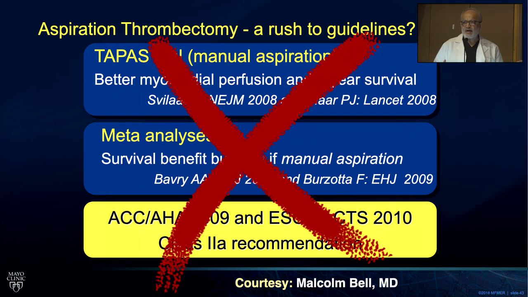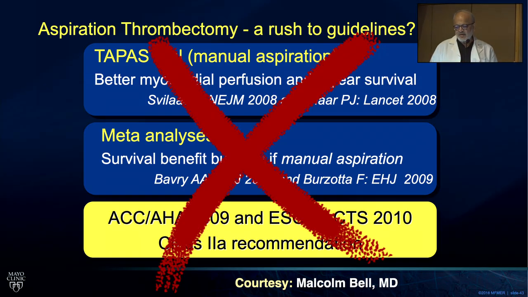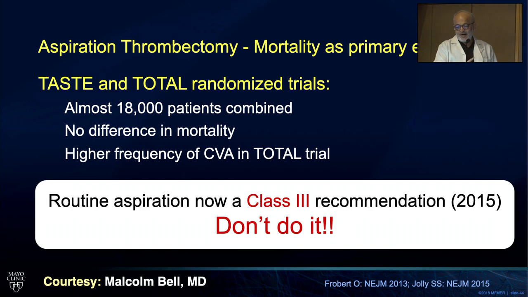So thrombolysis, thrombectomy, we know that it is class 3 in contemporary practice. These are the trials. TAPAS was the initial. These slides I have taken from the Mayo Clinic teaching slides. Malcolm, your courtesy. TASTE and TOTAL are the randomized trials which have completely shown the evidence against thrombectomy, thrombosuction, particularly the high frequency of cerebrovascular events in the TOTAL trial.